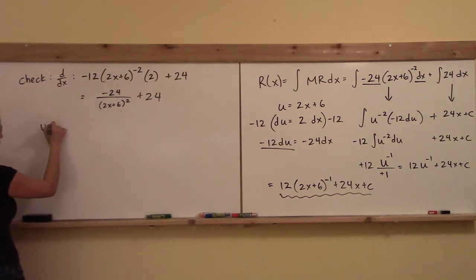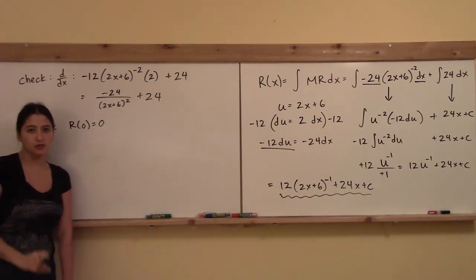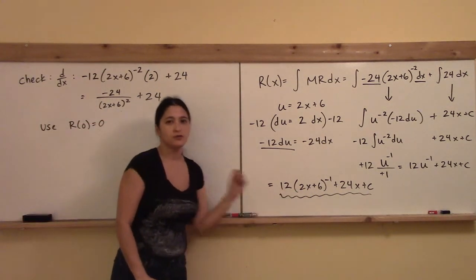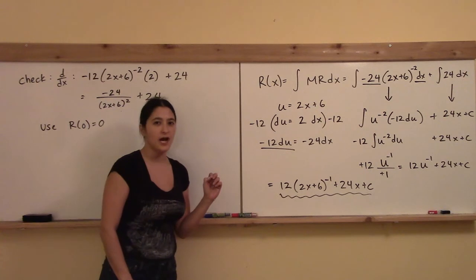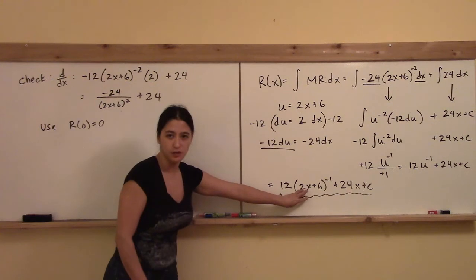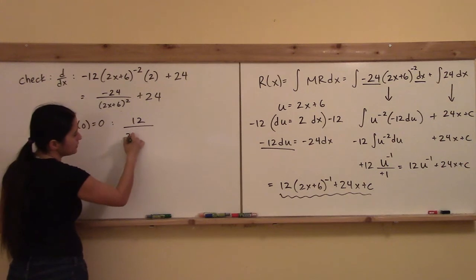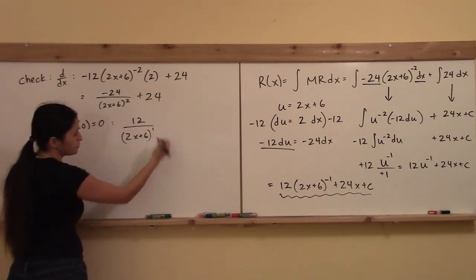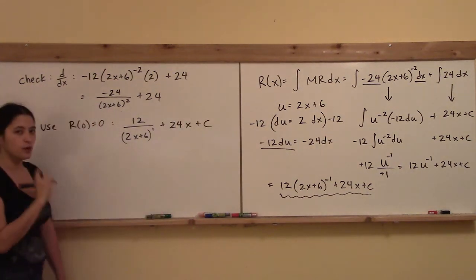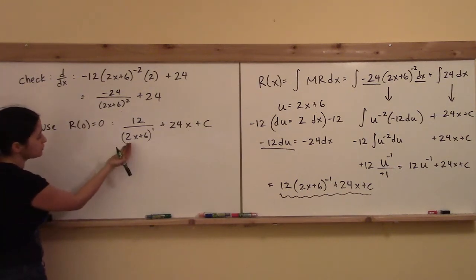Now I just have to use the fact that r of 0 is equal to 0. Now in previous problems that you saw, you may have noticed when r of 0 was equal to 0, that led to c equals 0. Do not assume that that's always true. In fact, that's not going to be true usually when you have some dividing by x going on over here. Because really what I have over here is 12 divided by 2x plus 6 to the first power, plus 24x plus c, right? So I can't just assume that the c is equal to 0 because r of 0 is 0. I have to actually plug and chug here.